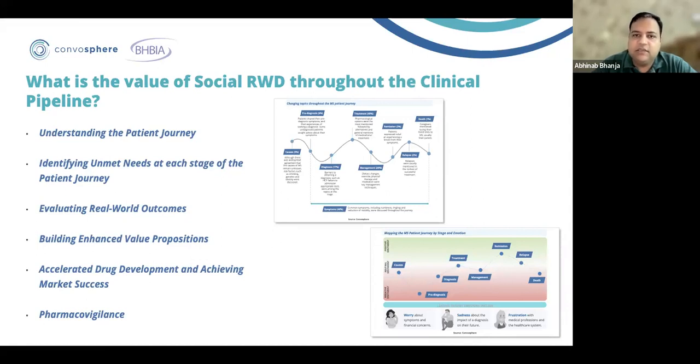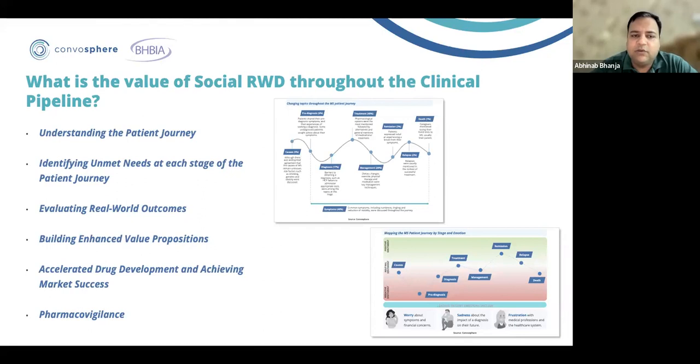So in diagnosis, is the unmet need around proper tests that give proper diagnosis and avoid delayed diagnosis and further progression of the disease? Or is it post diagnosis? Is it support requirements? Are patients expecting better information and care from HCPs around the treatment course? All those kinds of unmet needs can be identified throughout the patient journey stages.